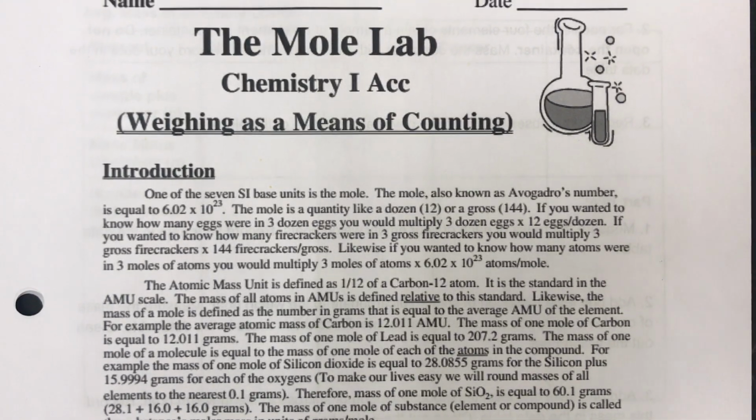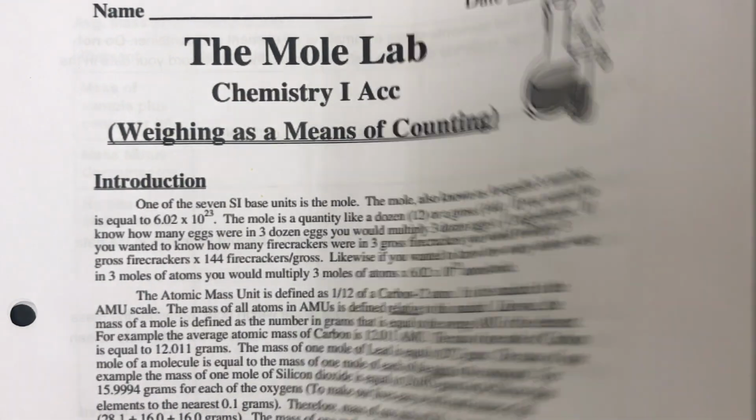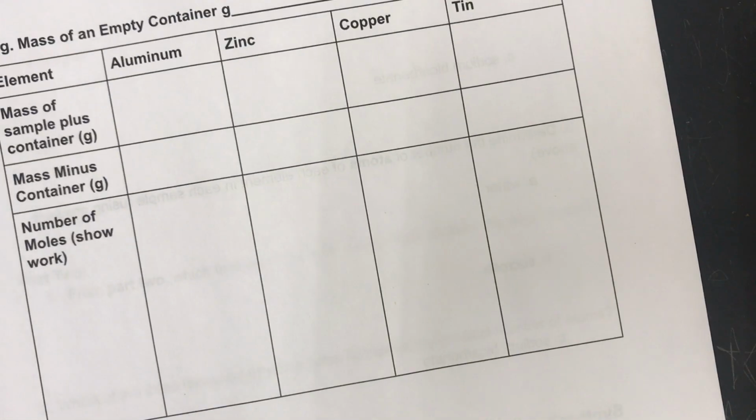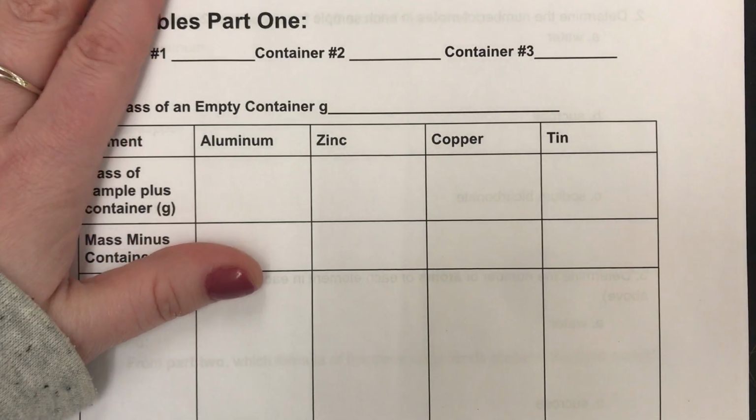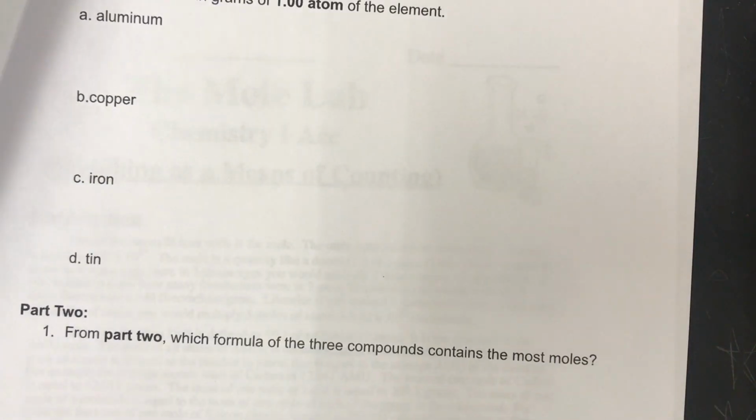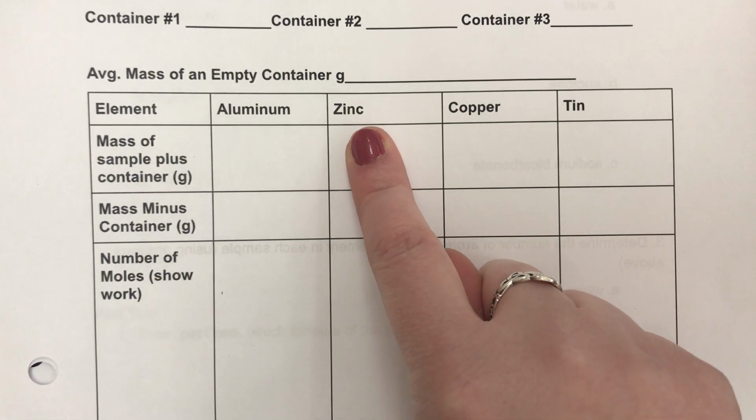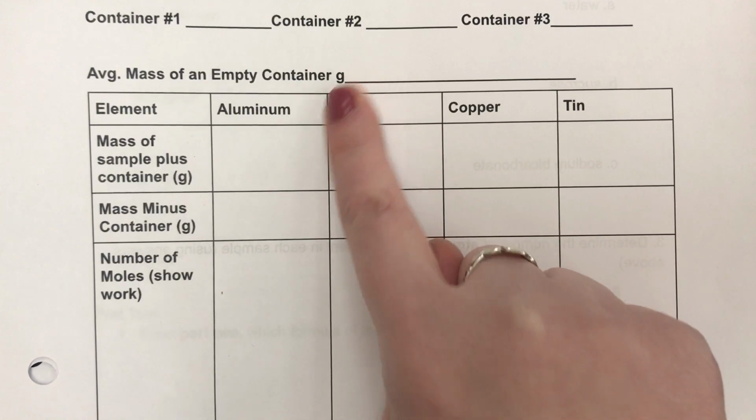Alright guys, today we're going to be looking at the Mole Lab here. This is what it should look like for you. First, a couple of things. I changed the words to the correct ones in the data table, but on these other pages you're going to have to change it. So anywhere that it says iron, you should change it to zinc.